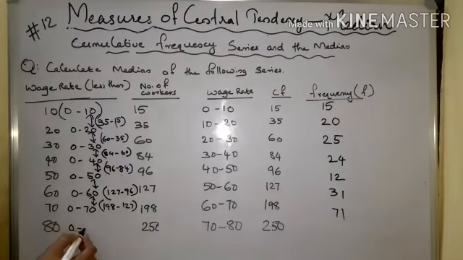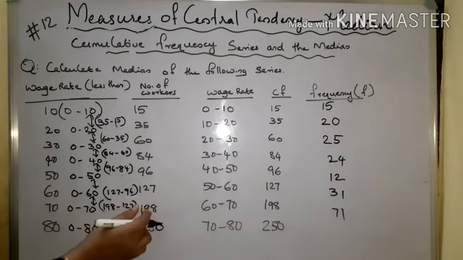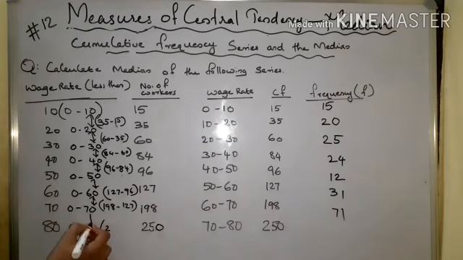Last, less than 80 means 0 to 80. So this value is 250. For 0 to 70 it is 198. So 70 to 80 means 250 minus that 198. That is 52.